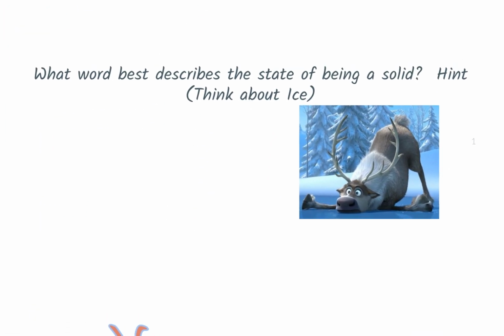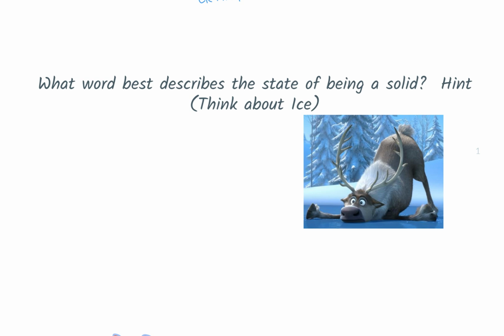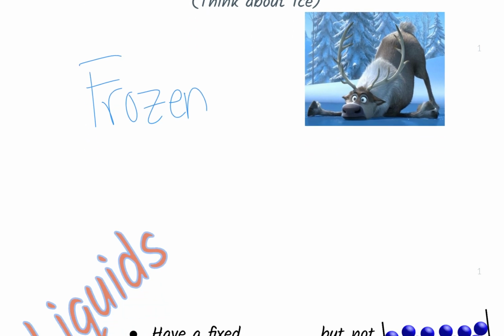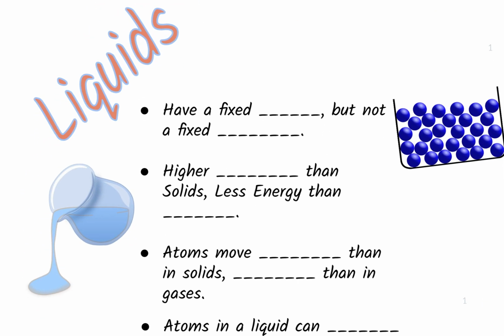There's a term that describes something that is in the solid state, and as you may have guessed from the clue, anything that is in the solid state, not just water, can be described as frozen. So the desk that you're writing on is frozen. The pencil or pen that you are holding is frozen because they all exist in a solid state.